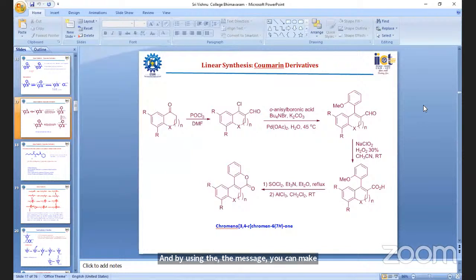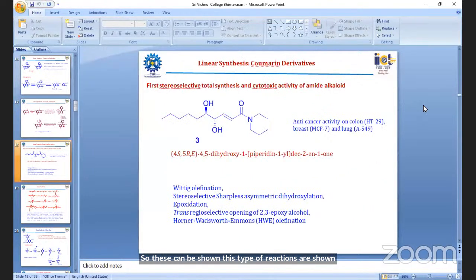Then followed by oxidation. That means aldehyde can be converted to an acid. Then acid can be converted to acid chloride. Then intramolecular cyclization by using AlCl3, you will get the compound. So that way, this is the linear synthesis. Just now I told you what is the linear synthesis, what molecule you can make, how many transformations are there. So these types of reactions are shown in this particular slide. Next slide, sir. Yeah, this is another example I would like to show.